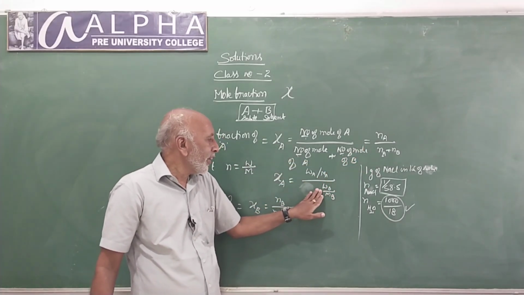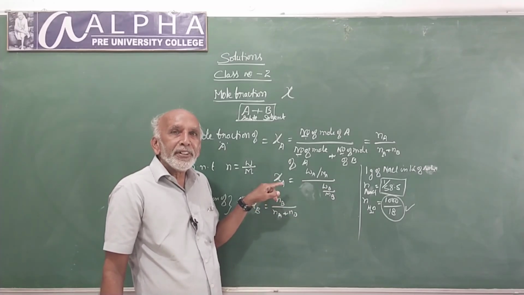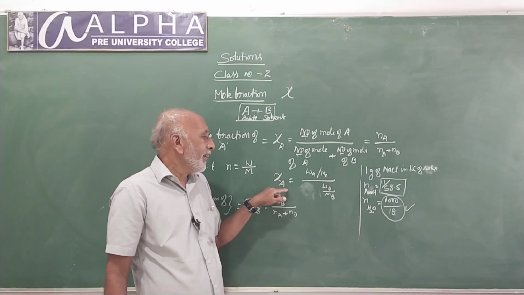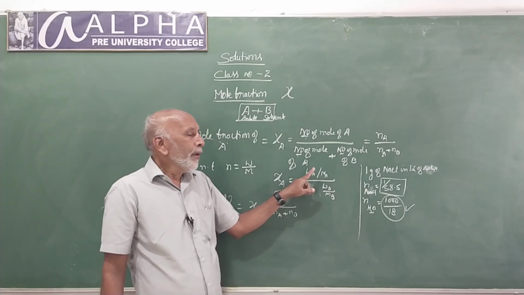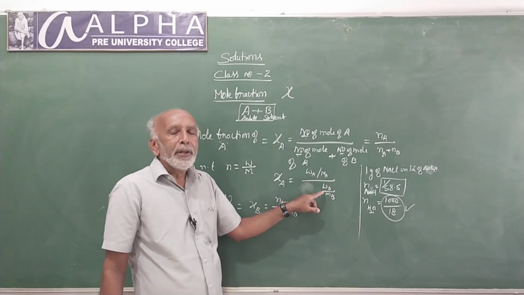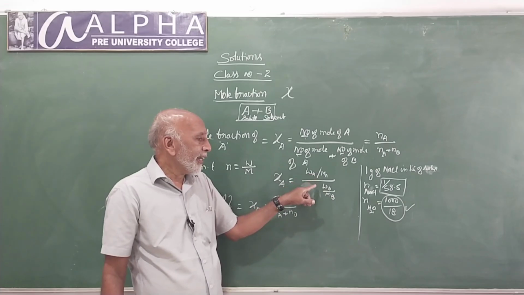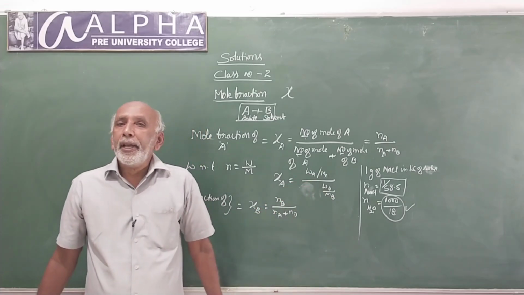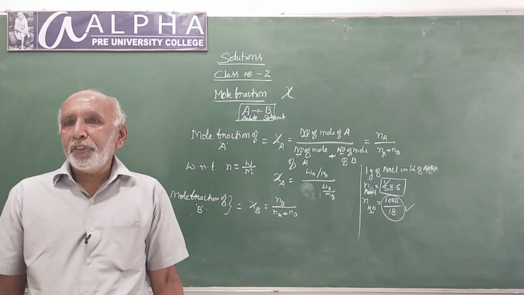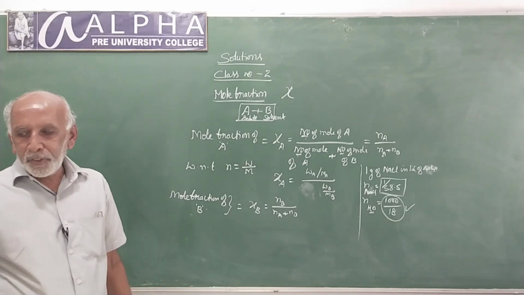Then the equation will be: the mole fraction of the solute in the dilute solution is simply equal to the number of moles of solute divided by the number of moles of solvent. Very often we use this expression, particularly in the case of dilute solutions. So this is about mole fraction.